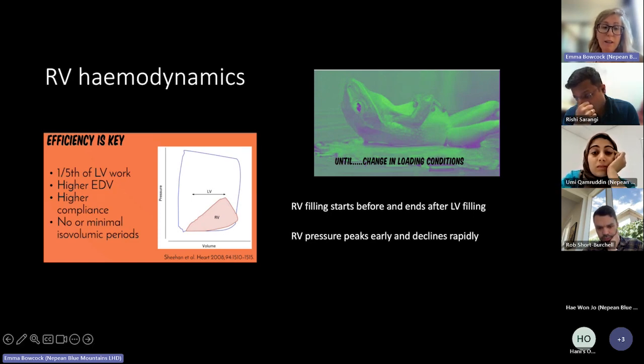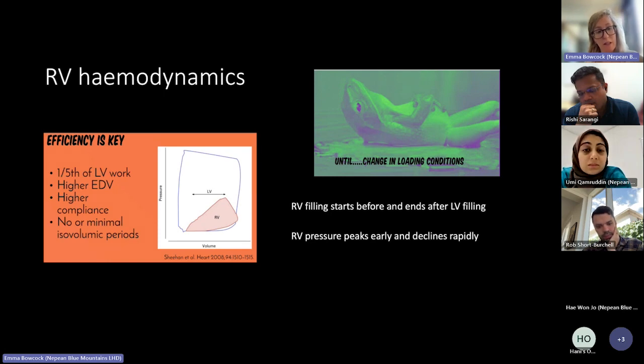It's more compliant, and as you can see, the LV has these isovolumic periods, whereas the RV has poorly defined or non-existent isovolumic periods. And it fills slightly before the LV, and it finishes filling slightly after the LV. And the pressure in the RV peaks super early and it declines very rapidly. This is the RV in health.